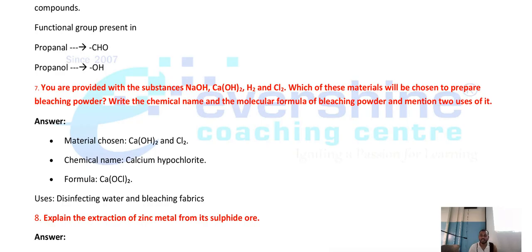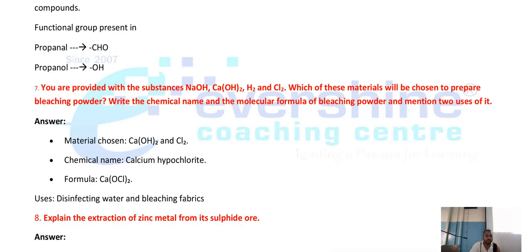You are provided with a substance NaOH. They have given sodium hydroxide, Ca(OH)2, that is calcium hydroxide, hydrogen and chlorine. All these things are given to you. Example, assume you went to a lab. You have entered the lab of your school. As you can see in front of you, all these substances are kept on the table. These are the apparatus, these are the chemicals kept on the table. What all have they kept? Sodium hydroxide, calcium hydroxide, hydrogen and chlorine. Which of these materials will be chosen to prepare bleaching powder? Out of all these things, which ones will you choose to prepare the bleaching powder?